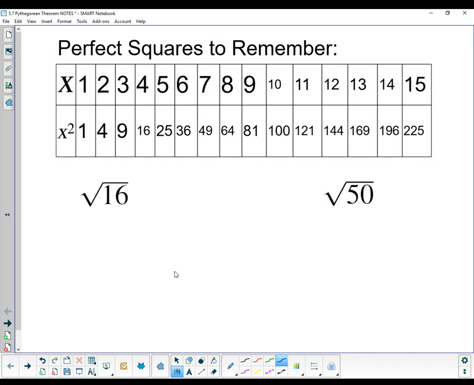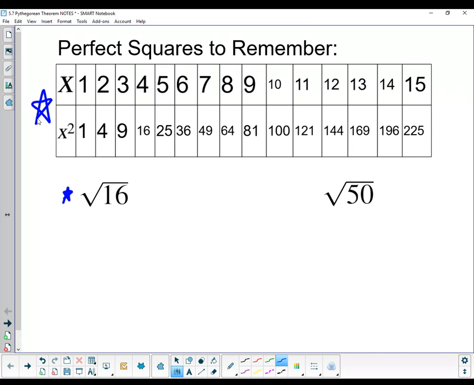So our first lesson is going to be simplifying our roots. All right. So up at the top here, I have the perfect squares to remember. These are important. If you can break a number down in terms of perfect squares, it's much easier to simplify. So let's look at our first example here.